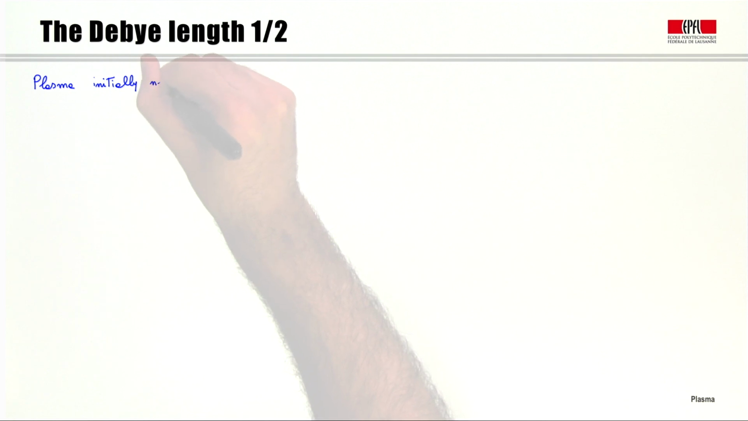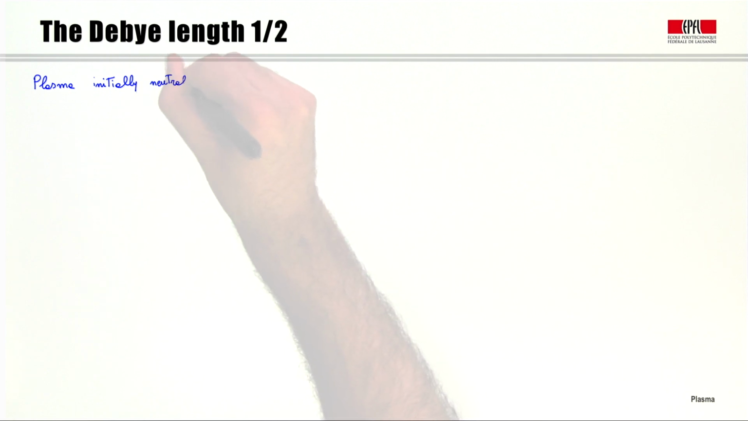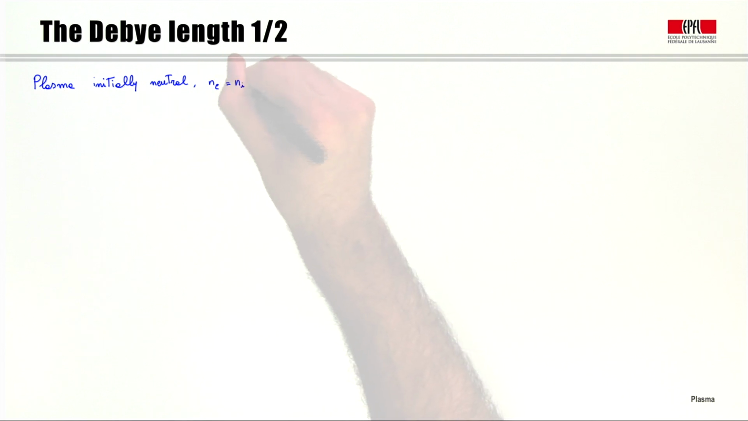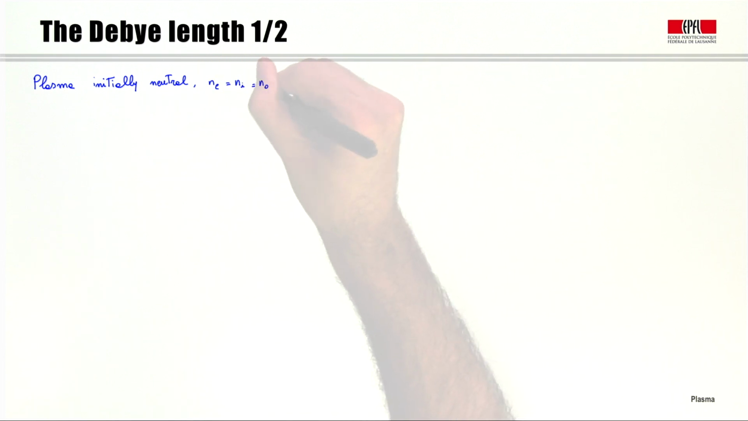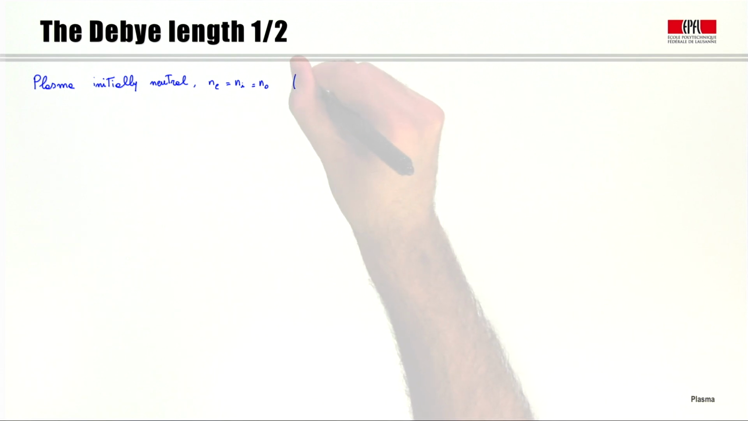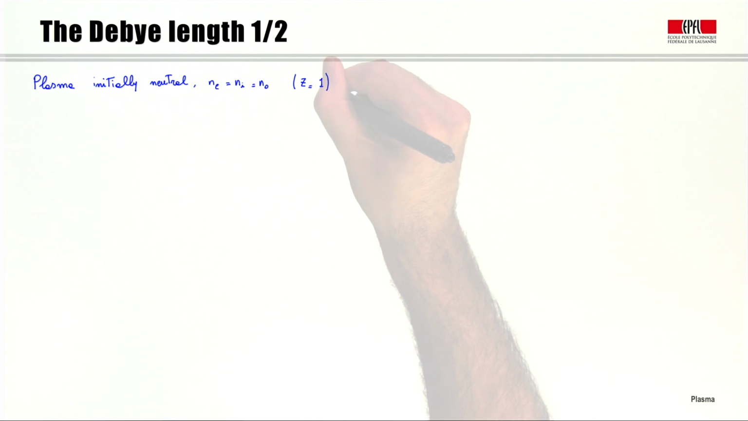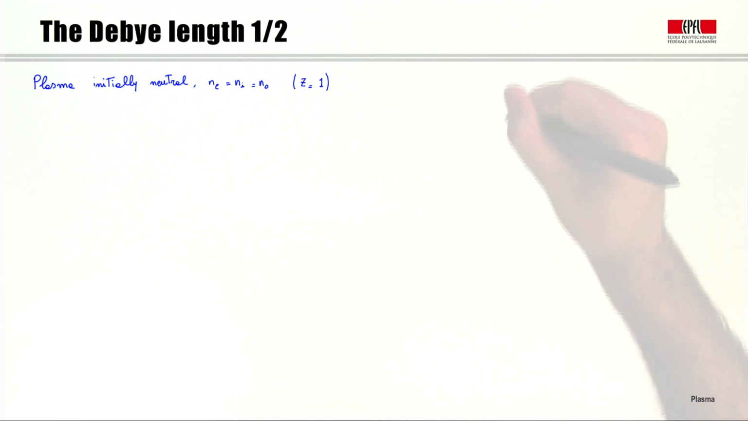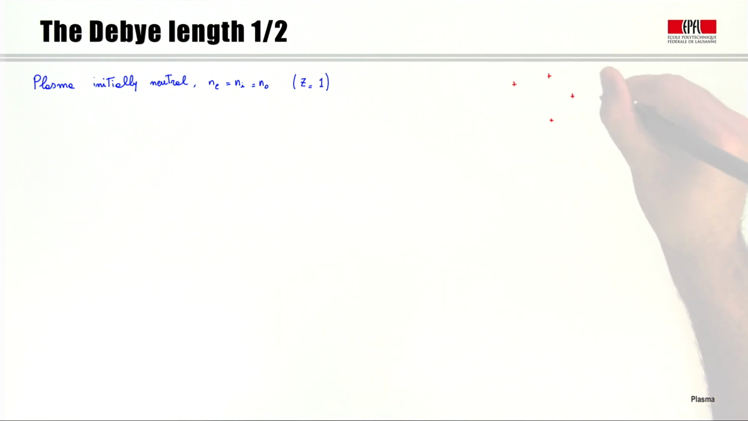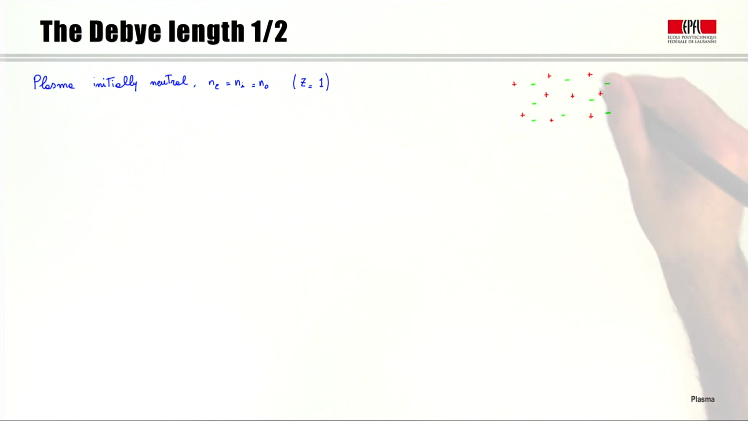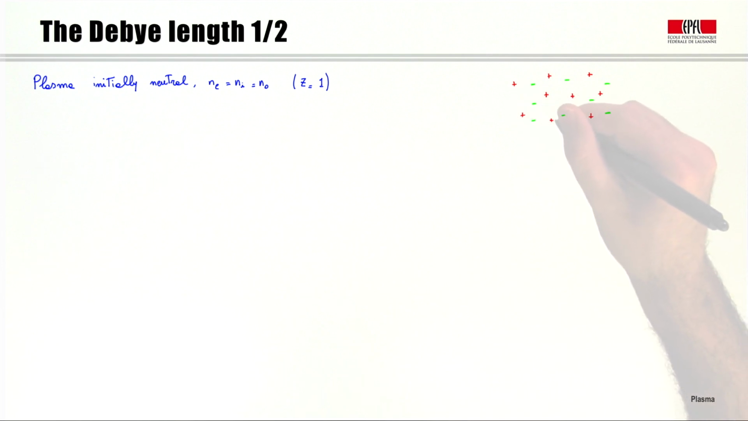So let's start by considering a plasma that is initially neutral, and therefore for which the electron density is equal to the ion density and is equal to n0. And we will assume that we are dealing with singly ionized ions, therefore that Z, the number of positive charges for ions, is equal to 1. We have therefore a system where there are ions and electrons which have the same density.